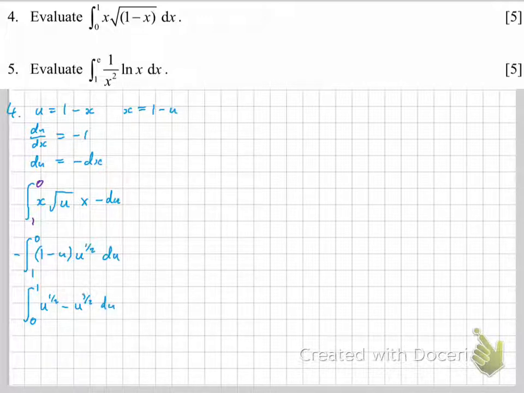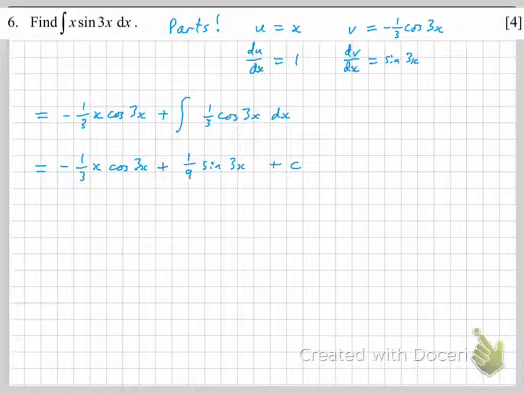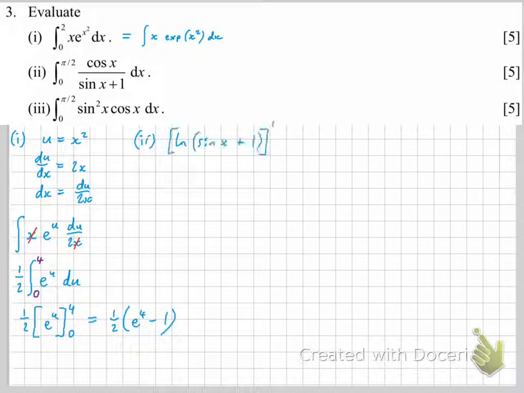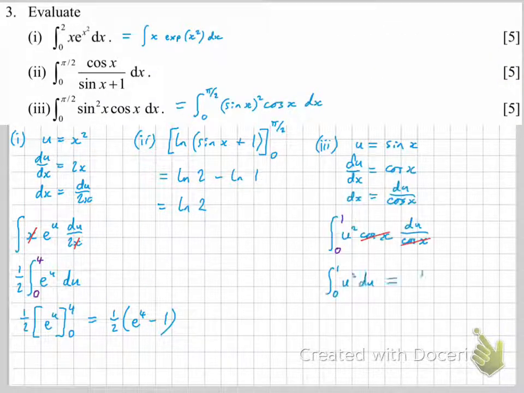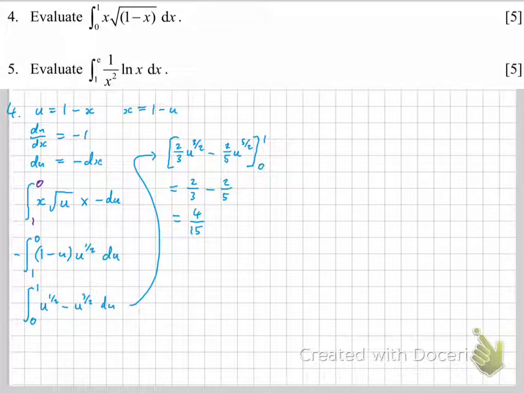Great, it's pretty straightforward from there, just normal integration. I'll just move up here out of the way. Normal integration, put your limits through, and we just get 2/3, take away 2/15. Sorry, let's go back to that. 2/3 minus 2/5, and we get 4/15, which is the final correct answer.